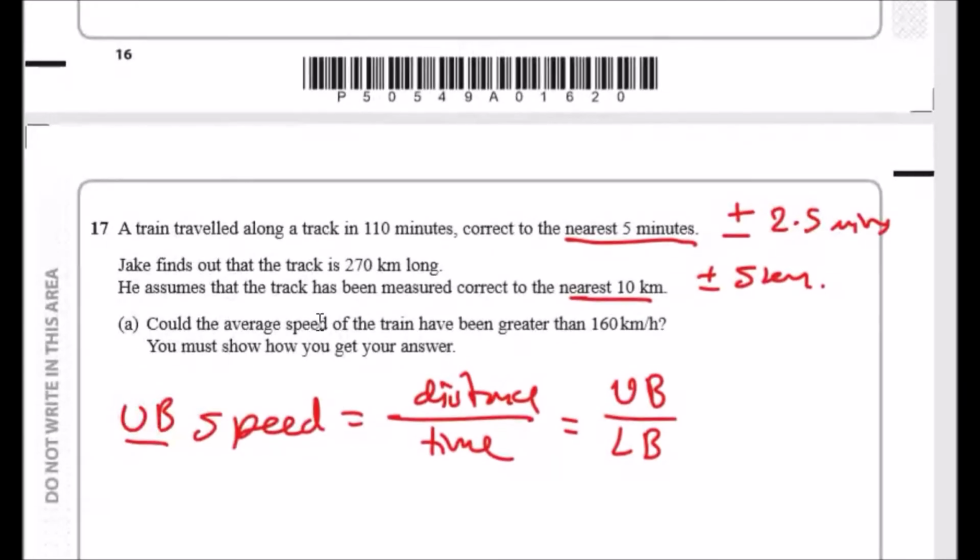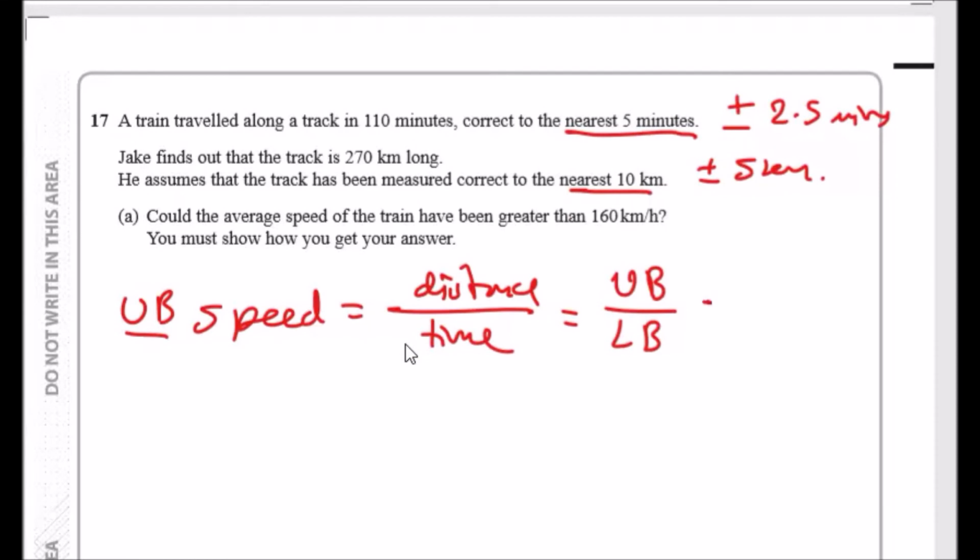So the upper bound of distance is going to be, firstly, the distance was 270, so it'll be 270 plus the 5 kilometers, and the lower bound is going to be, what is it, time 110, which is always in hours, right? Even annoying. Converting to hours is not too bad. We know that there are 60 minutes in an hour, so you could write 110 minutes minus 2.5 minutes, put this in brackets, and divide by 60. This will convert to hours. So this should give you a result.